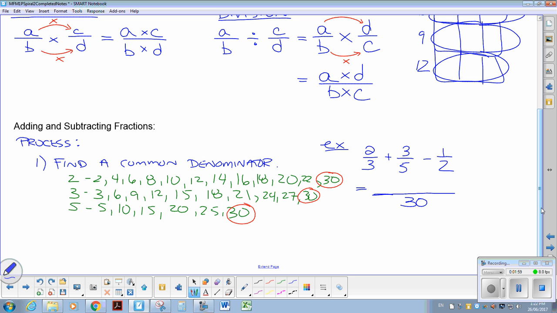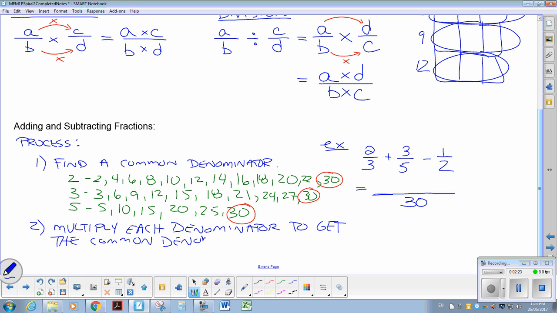All right, so step 2 is multiply each denominator to get the common denominator. All right, so what do we have to multiply each one by? So 3, we have to multiply that one by 10. 3 times 10 is 30. 5 times 6, and 2 times 15.